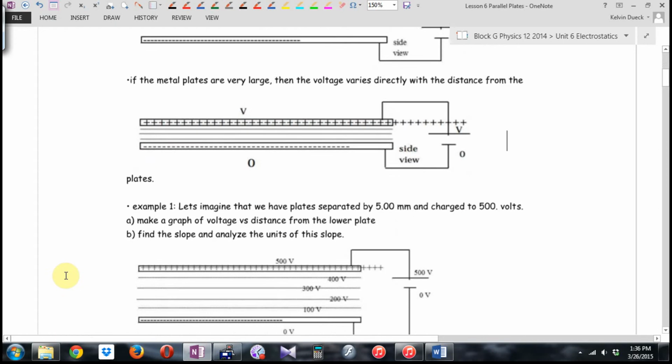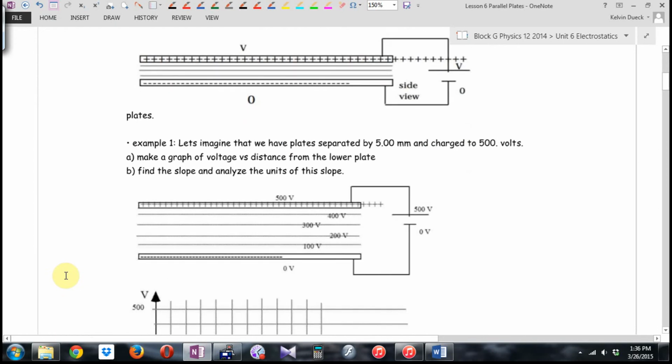If you want a specific example, let's imagine that we have plates separated by 5 millimeters. So these are very, very close together, and charged to 500 volts. Make a graph that says voltage. I'm not going to do that, but for what it's worth, every millimeter you would travel through 100 volts.